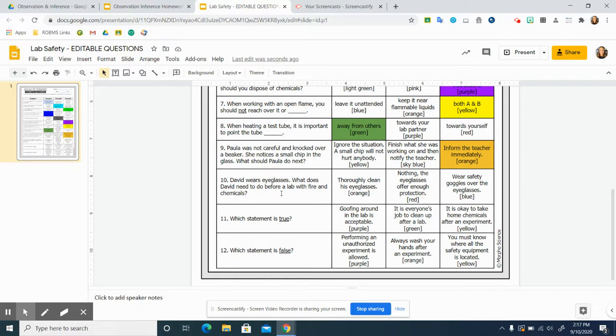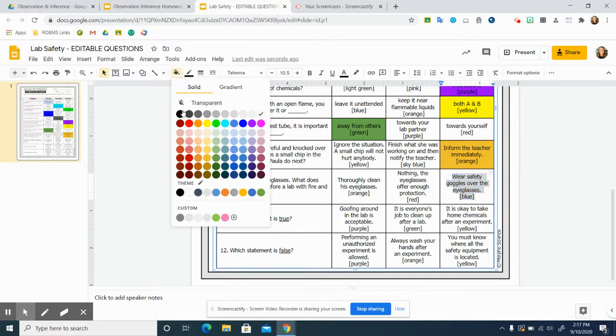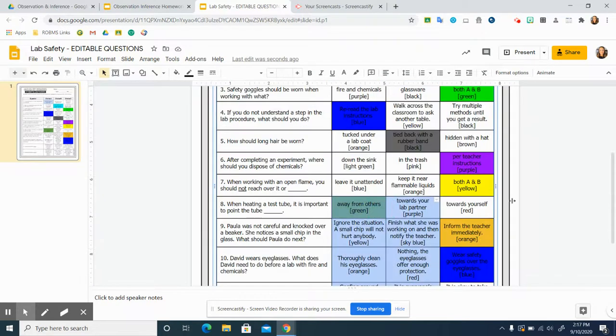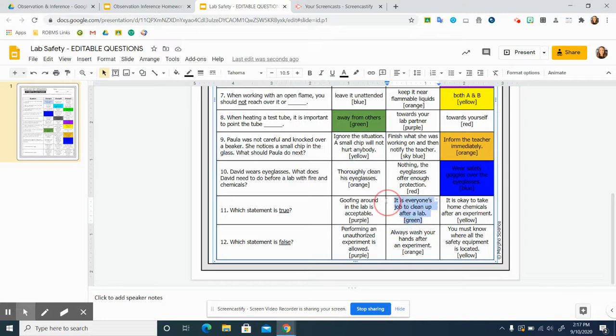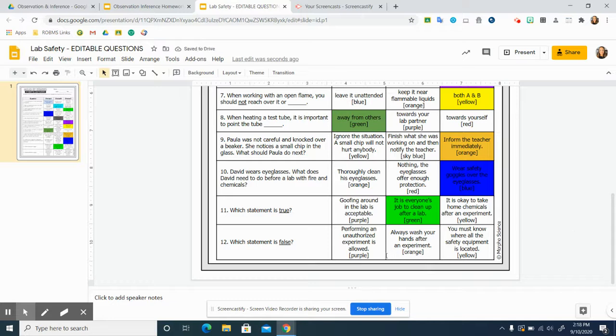David wears eyeglasses. What does David need to do before a lab with fire and chemicals? Thoroughly clean his eyeglasses. Nothing. The eyeglasses offer enough protection. Wear safety goggles over his eyeglasses. And uncomfortable as that may be, it is for your protection. Which statement is true? Goofing around is acceptable in the lab. It is everyone's job to clean up the lab. It's okay to take home chemicals after experiment. The correct answer, it is everyone's job to clean up the lab. I like to say, I'm not your maid or I'm not your mom. Make sure you clean up after yourself in my class.